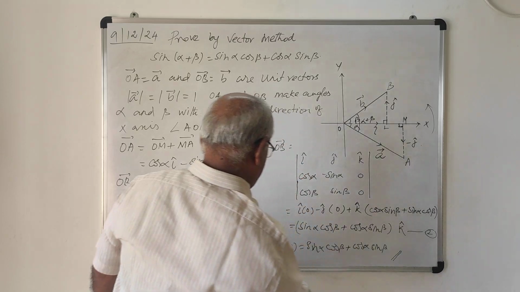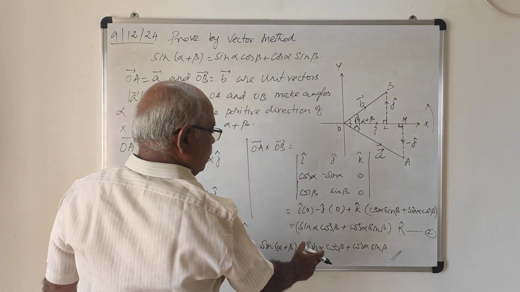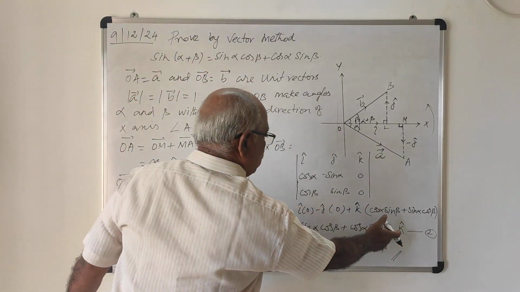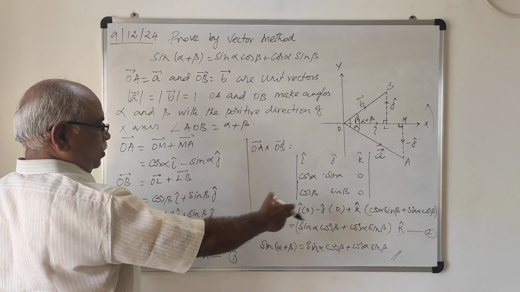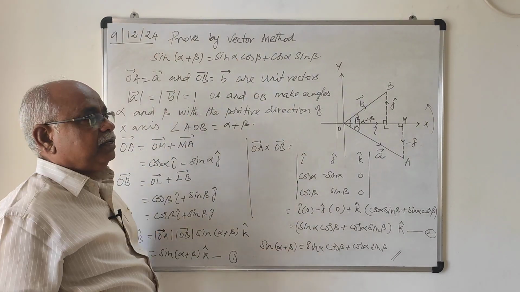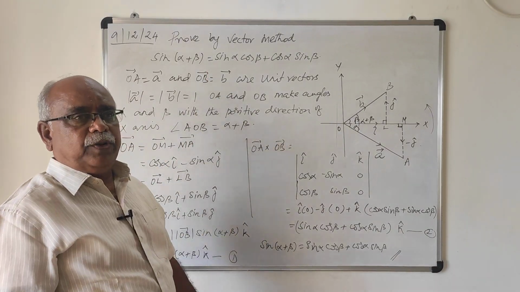Okay, sin alpha plus beta equals sin alpha cos beta plus cos alpha sin beta. Both are coefficients of the K vector in equations 1 and 2, which are equated, and you will get the result. That's all about the trigonometric result, and I will derive the next result in my next video. Thank you.